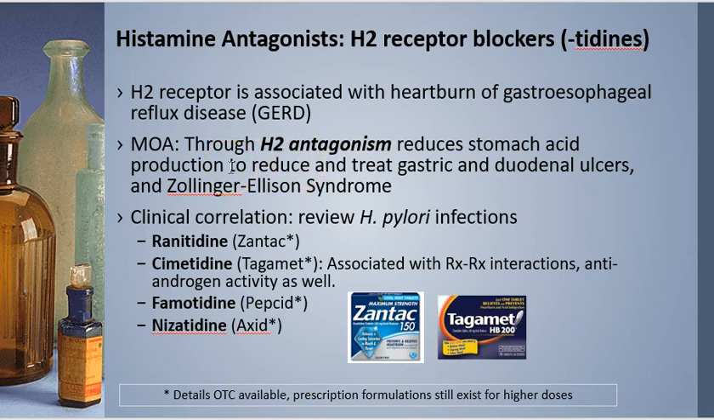We're going to reduce the amount of protons being pumped into the stomach, which is the cause of all that stomach acidity. We'll use it to treat gastric and duodenal ulcers. We can also use these drugs for Zollinger-Ellison syndrome. The clinical correlation here is we're going to segue into H. pylori infections. The drugs include ranitidine, the generic name for the trade name Zantac, cimetidine, which is Tagamet, famotidine, which is Pepcid, and nizatidine, which is Axid.